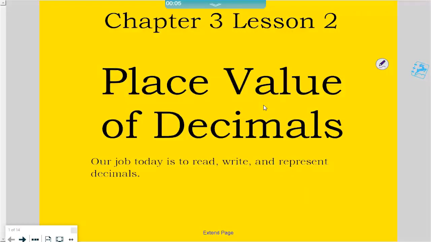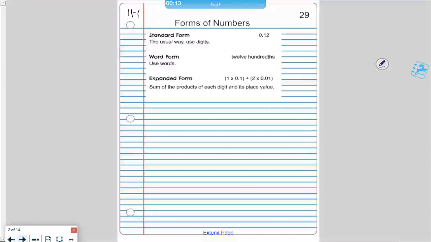We're going to talk Chapter 3, Lesson 2, Place Value of Decimals. Job today is to rewrite and represent decimals. We're going to find out what each decimal is worth.